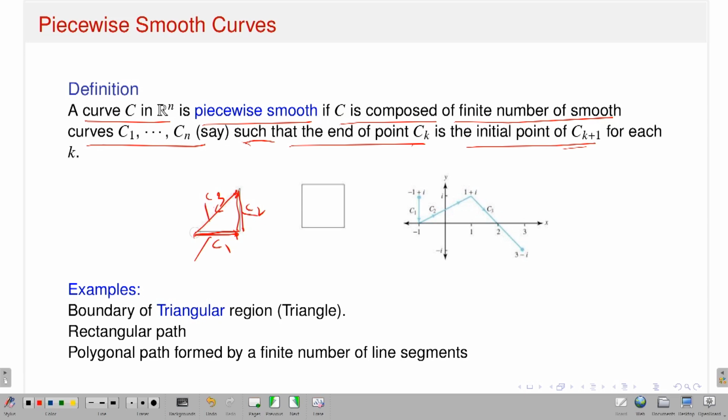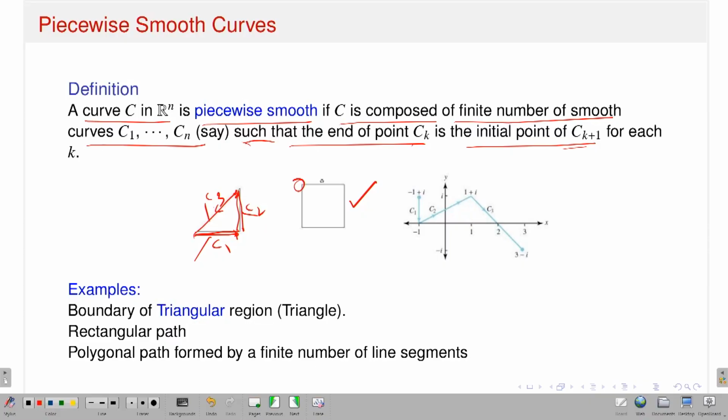This is smooth, this is smooth, this is smooth. I have a sharp corner, but I do not demand that. The full curve is broken into finitely many pieces and each of them is smooth, so it is piecewise smooth. Similarly, this one has a sharp corner, but each piece is smooth, and it is a combination of smooth curves, therefore it is piecewise smooth. Similarly you can draw something like this; forget about that corner. The initial point of this is the final point of this, and similarly, the final point of this one is the initial point of the next, and so on.